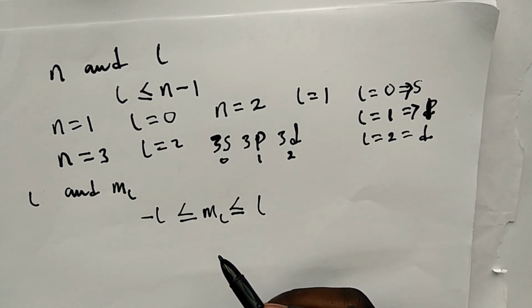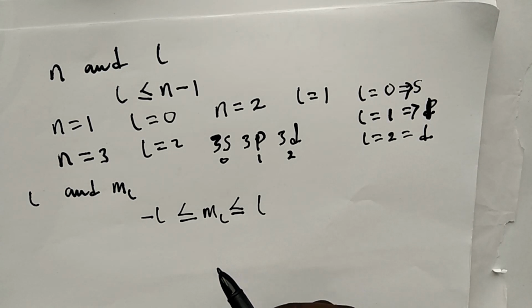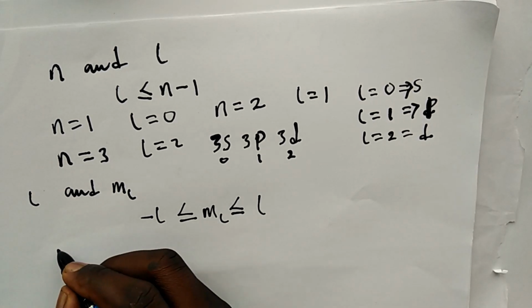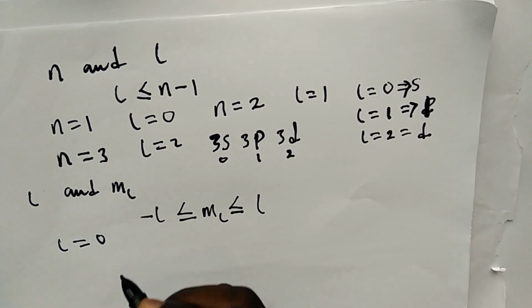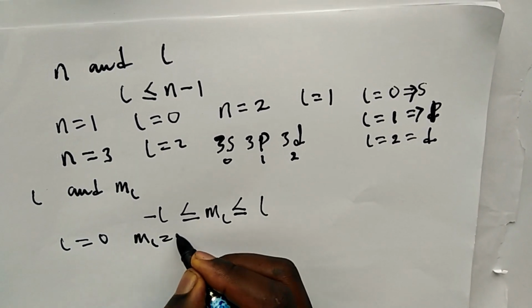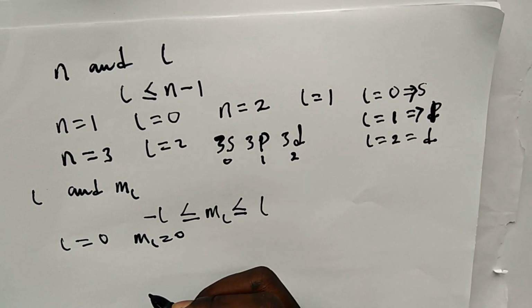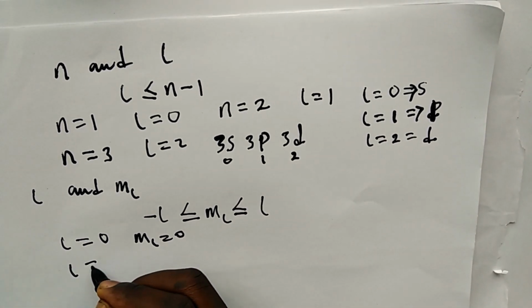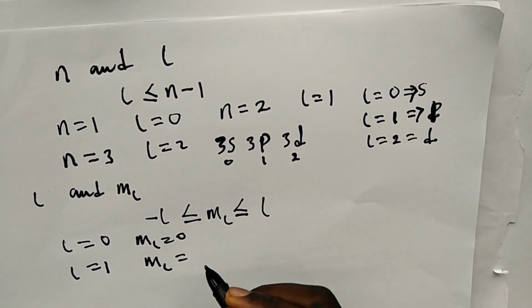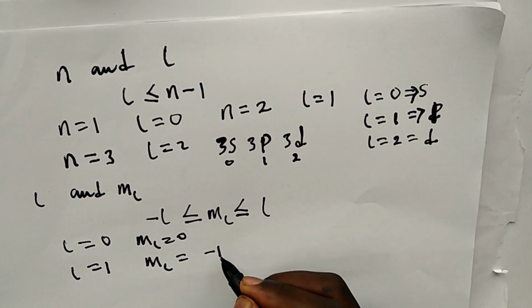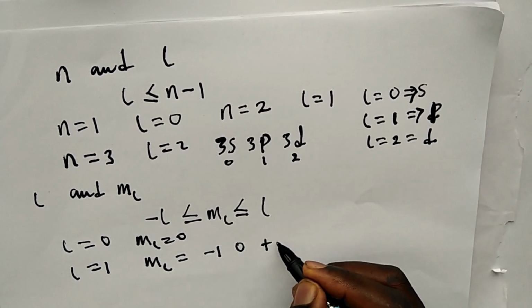So what this basically means is that when L is equal to 0, ML is equal to 0, right? Because minus 0 is still 0, plus 0 is still 0. Then when L is equal to 1, ML is equal to minus 1, 0, plus 1.